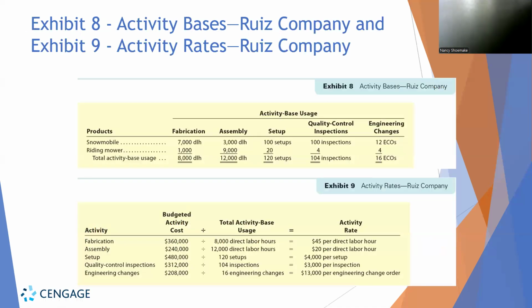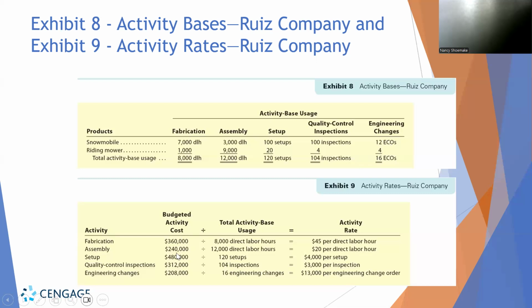So here we show the two products. We know the snowmobile has 7,000 direct labor hours in fabrication, where the riding lawnmower only has 1,000 hours. Assembly, the snowmobile's 3,000 direct labor hours. We're assuming the riding lawnmower's 9,000. We know the setups based on what we saw in the previous slide. We know our inspections, and these are our budgeting. We're budgeting our estimated engineering changes.